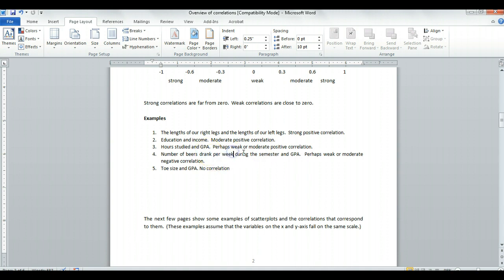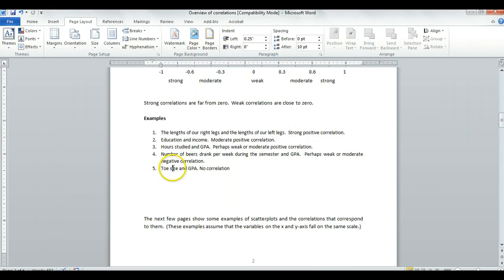Now, what about number of beers per week and GPA? Well, in this case, definitely it's a negative correlation. Otherwise, we'd all be alcoholics. Presumably, if drinking beer improved your GPA, there wouldn't really be any reason not to drink. But it's a negative correlation, so as the number of beers goes up, the GPA tends to go down. But it's probably not terribly strong because there's going to be a fair number of exceptions.